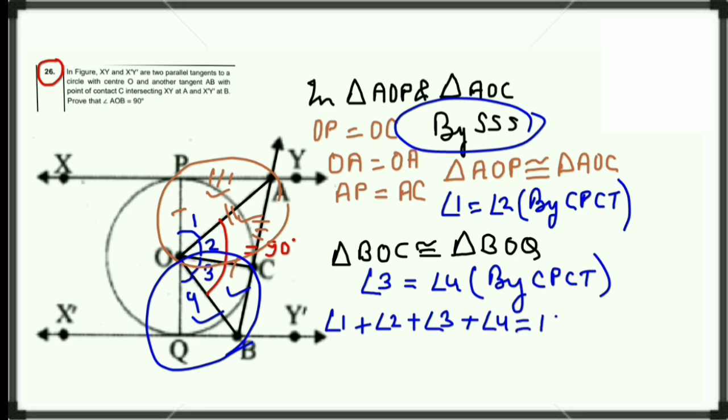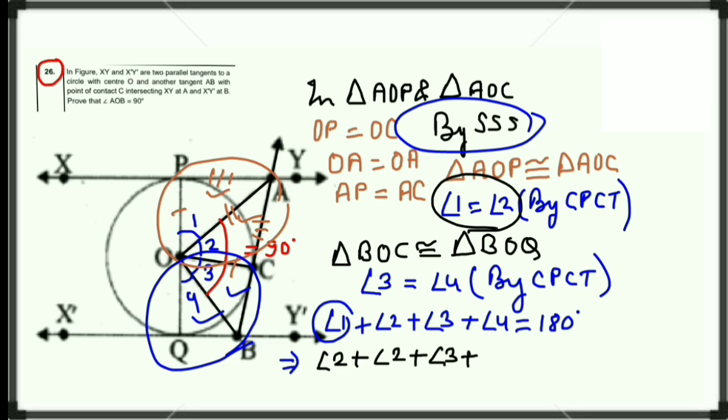Now, angle 1 plus angle 2 plus angle 3 plus angle 4, their sum will be equal to 180 degrees, and it's because of angles on a straight line, right? Again, here in place of angle 1 we can write angle 2 because we already have angle 1 equal to angle 2, plus angle 2 as it is, plus angle 3 as it is, plus, and here also in place of angle 4 we can write angle 3 because we already have angle 3 equal to angle 4, equal to 180 degrees. Okay, now let's proceed to a new page.